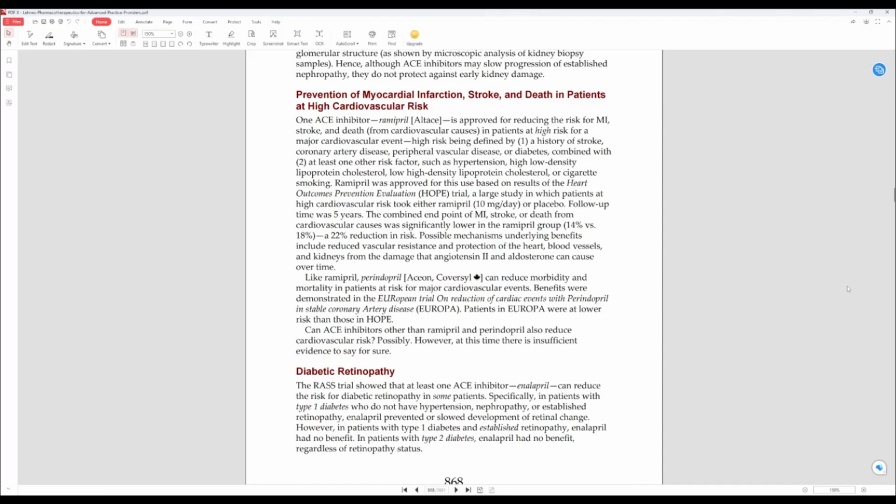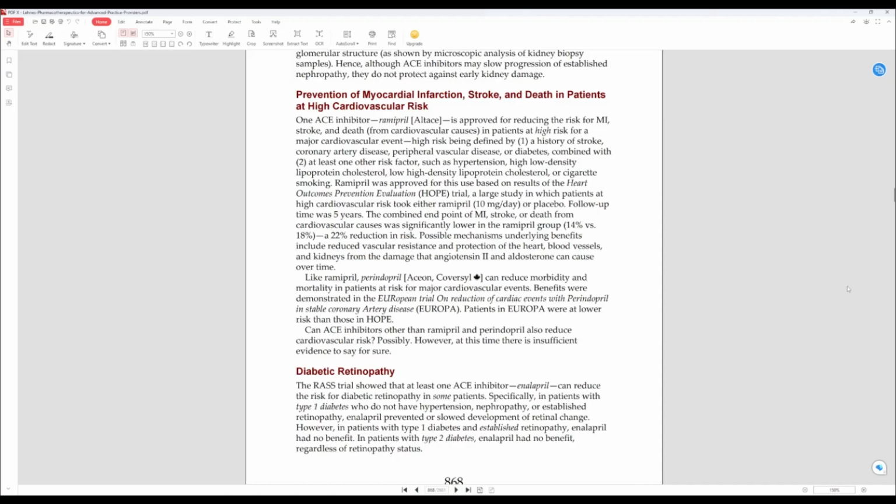High risk was defined as having either had a history of stroke, coronary artery disease, peripheral vascular disease, or diabetes, combined with at least one other factor such as hypertension, high low-density lipoprotein cholesterol, low high-density lipoprotein cholesterol, or a history of cigarette smoking.